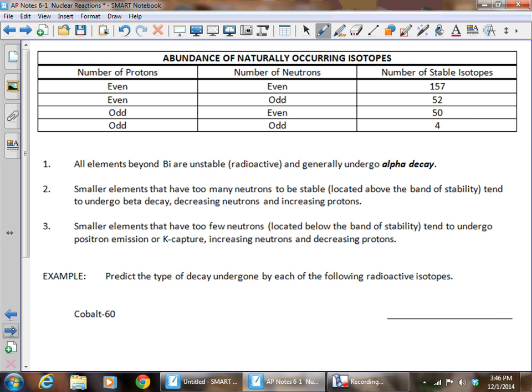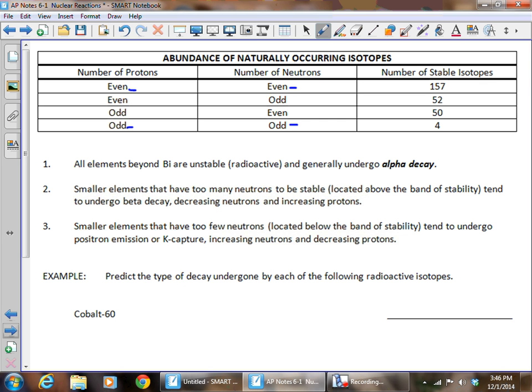So this is just a table of the abundance of naturally occurring isotopes, and you'll notice that the most stable situation is when you have an even number of protons and neutrons. There are 157 stable isotopes that have that configuration. What's so odd to me is that if you have both an odd number of protons and an odd number of neutrons, look at the number of stable isotopes.